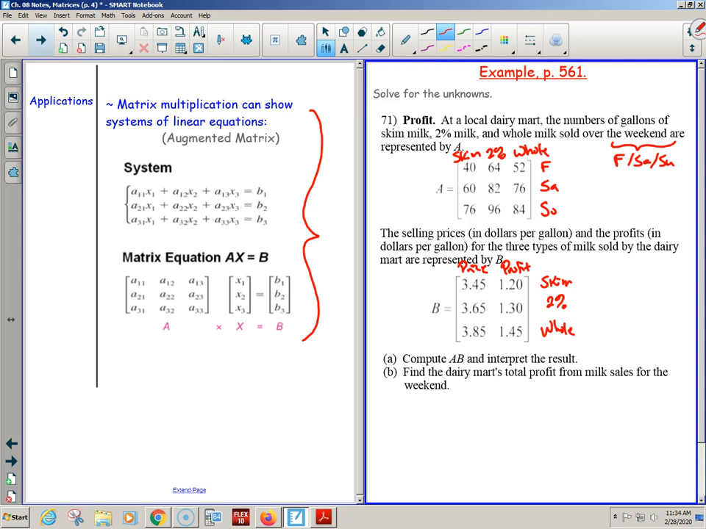But I sold all of this on Friday. I sold all of this on Saturday. I sold all of this on Sunday.